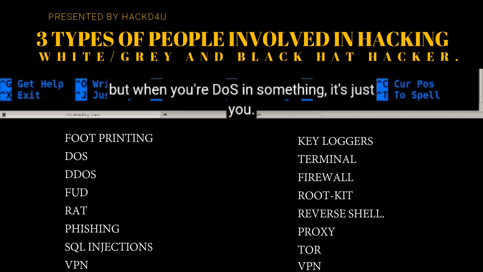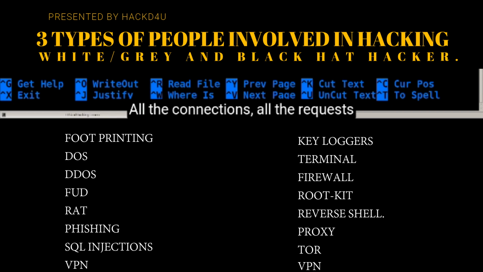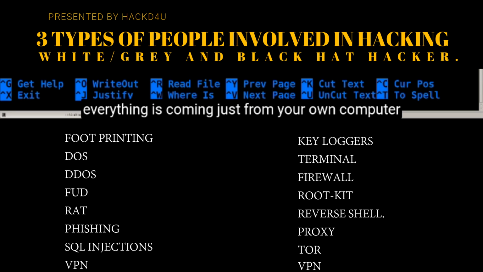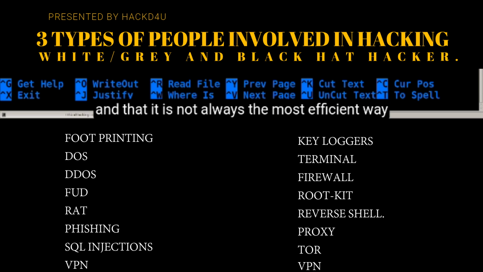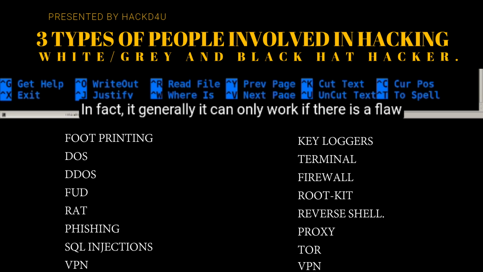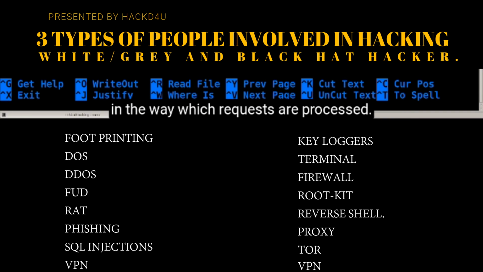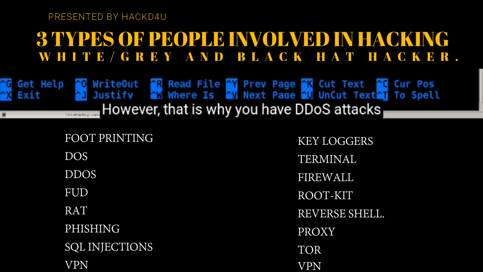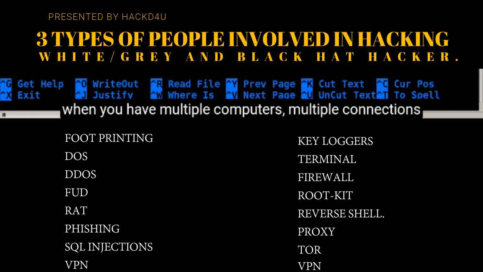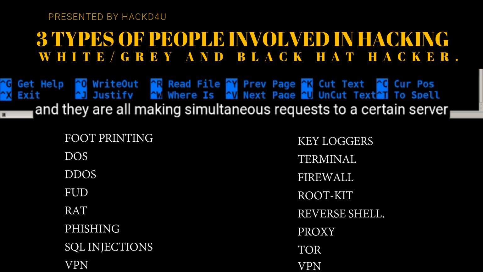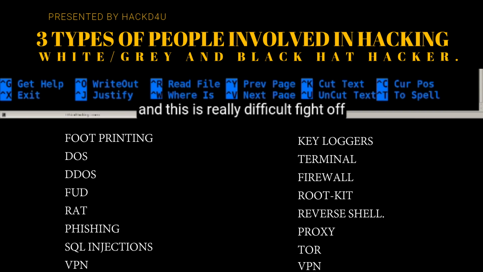But when you're DoSing something, it's just you. So all the requests, everything is coming just from your own computer. And that is not always the most efficient of ways. In fact, it generally can only work if there is a flaw in the way in which requests are processed. However, that is why you have DDoS attacks. When you have multiple computers, multiple connections, and they are all making simultaneous requests to a certain server, this is really difficult to fight off.